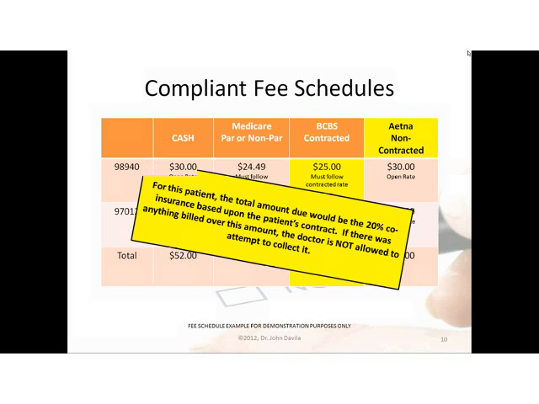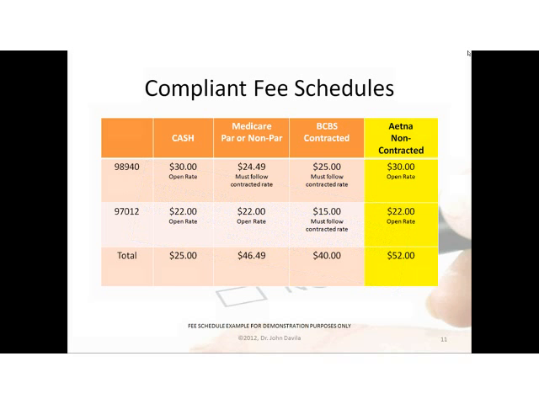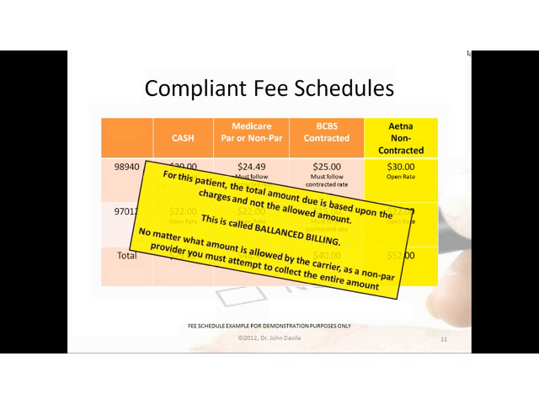Now, Aetna would be $30, $22, and $52. And this gets a little tricky because we're going to run into some of these non-contracted rate carriers. They're going to tell you what their maximum allowed is and things like that. So let's take a look at that math problem. For this patient, the total amount due is based upon the charges, not the allowed amount. This process is called balance billing. No matter what amount is allowed by the carrier, as a non-par provider, you must attempt to collect the entire amount. Now here's the math.